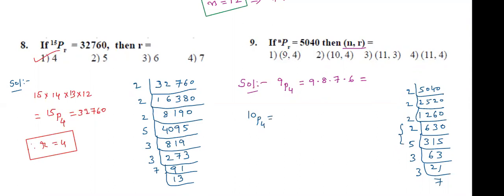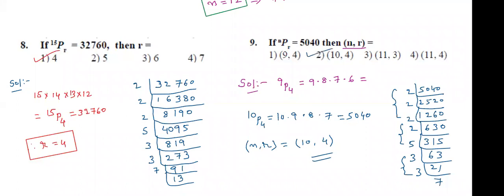10P4. Observe here 10, 9, these two, 9, these 3, 8, and 7. 10, 9, 8, 7 value is 5040. So what I have written, 10P4, is 100% correct. So what is n and r value? n value is 10, r value should be 4. So the final answer is the second option.